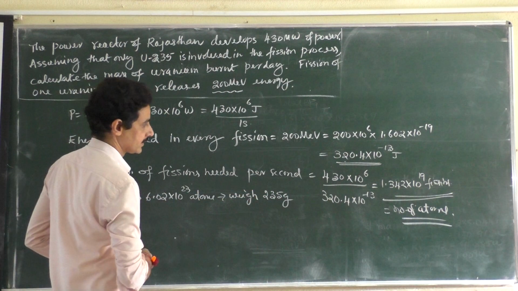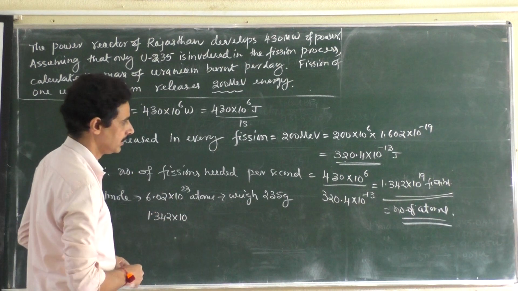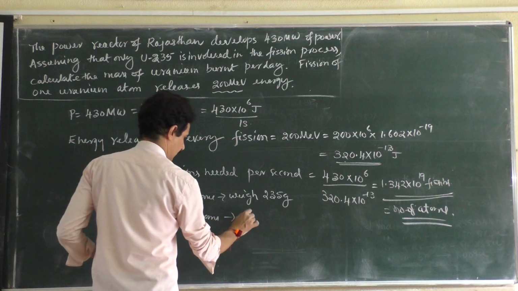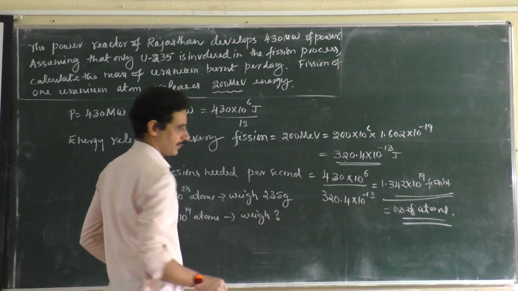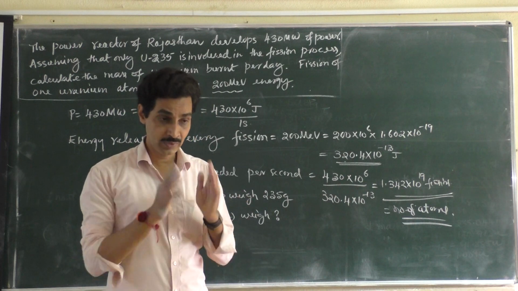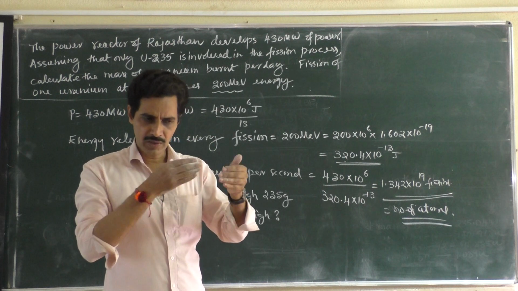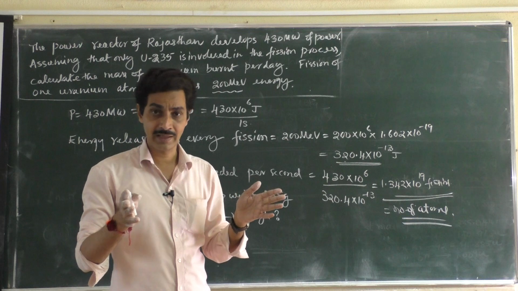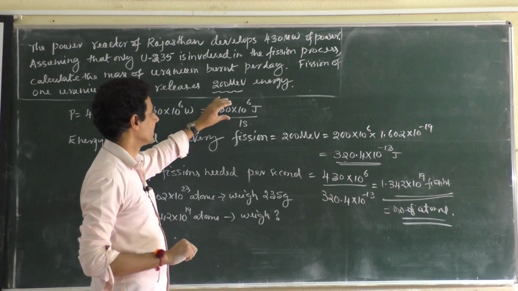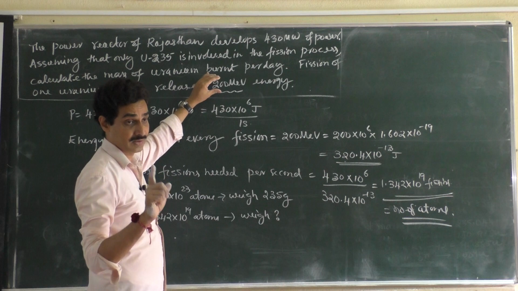What about so many atoms? 1.342 into 10 to the power 19 atoms weigh how much? Hope you are following, right? We have to start from somewhere and land up somewhere else. But it is a very easy calculation. Only the thing is concentration. You must be very concentrated while solving the problems. You must know what you are doing. So you shouldn't go out of the problem at any moment. You must know that this is the energy required totally in 1 second. But you get only this much energy in one fission.